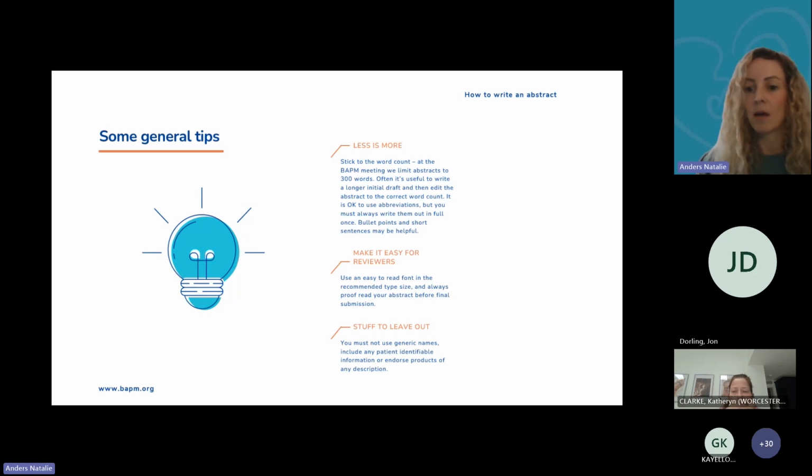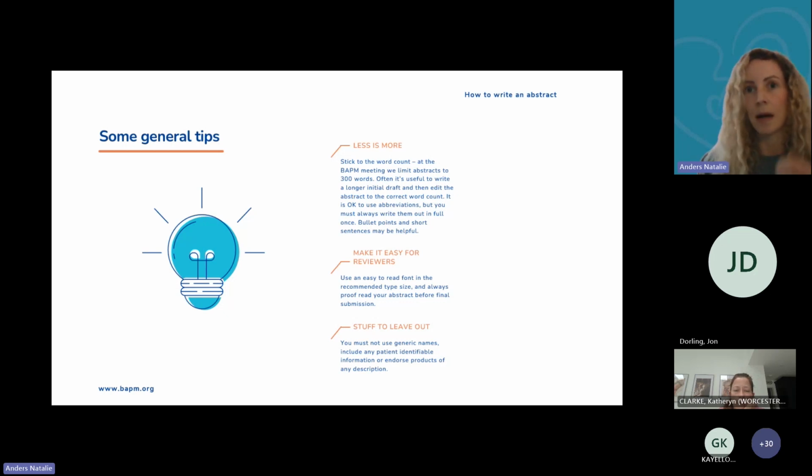They're often limited to a smaller number of words. BAPM stick to a word count of 300 words. It's useful to write out what you're expecting within your draft. So write it out in a longer form, and then we can start to condense those words down until you get to the right word count, and you've got exactly what you want to say within that word count.